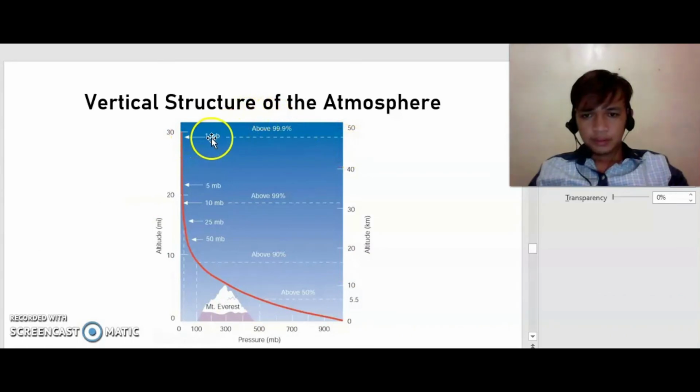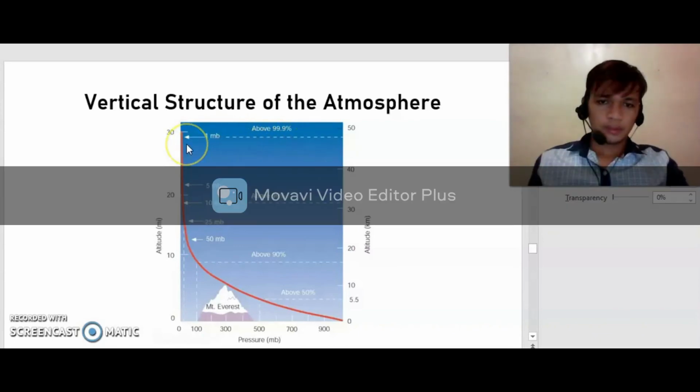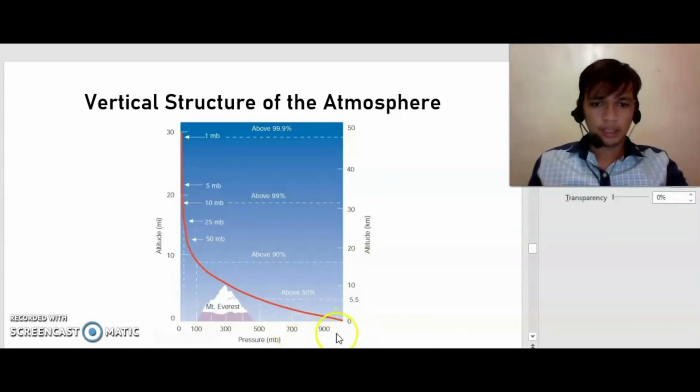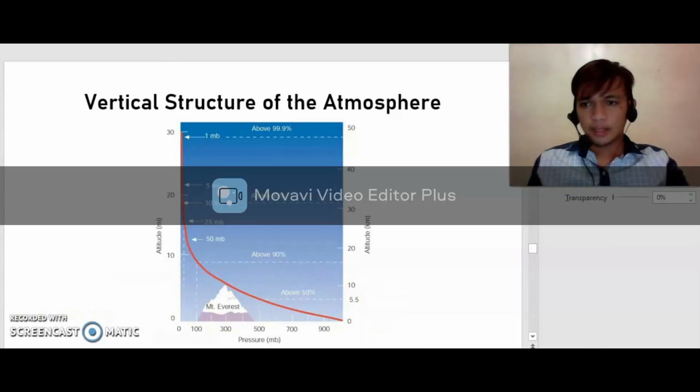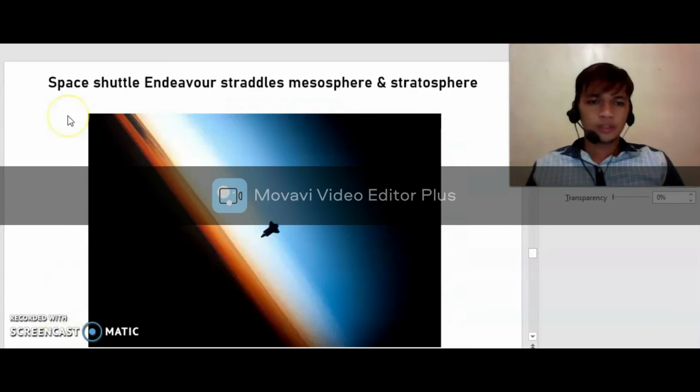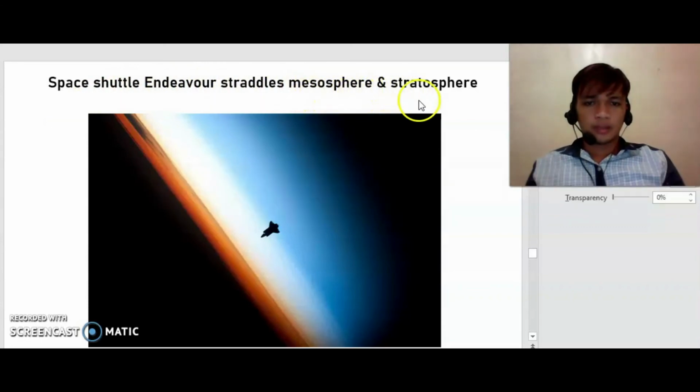So at almost 30 kilometers, you just have there 1 millibar, a very small atmospheric pressure. And as you lower your altitude, you can get the standard atmospheric pressure, no, at sea level, which is 1013.25 millibars. This is an image of the space shuttle Endeavour straddling the mesosphere and stratosphere. So you can see there almost the blue light at the mesosphere.